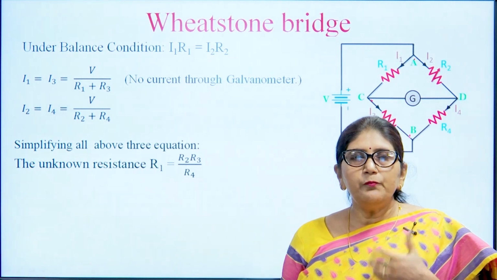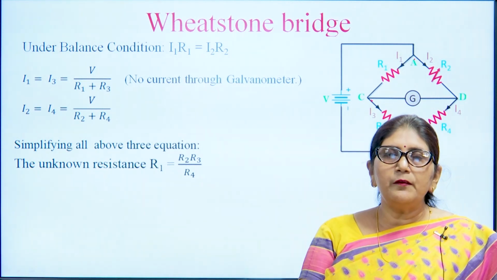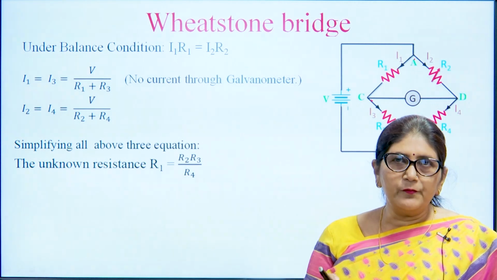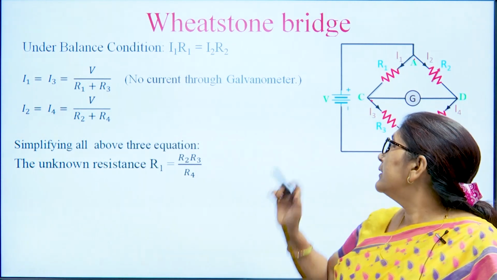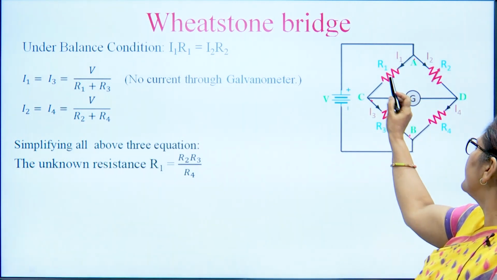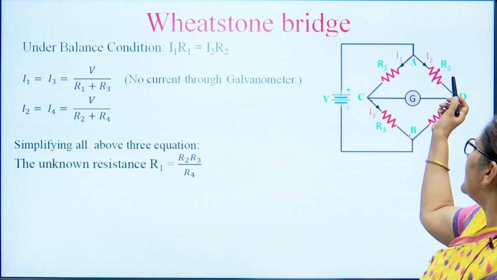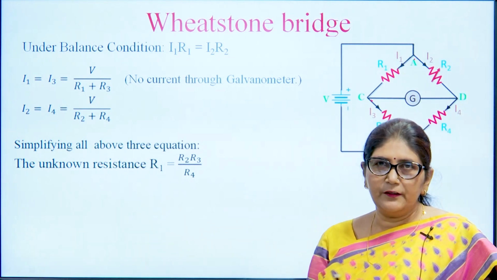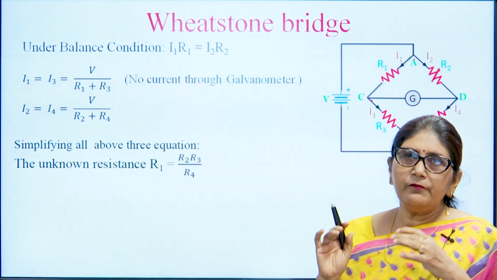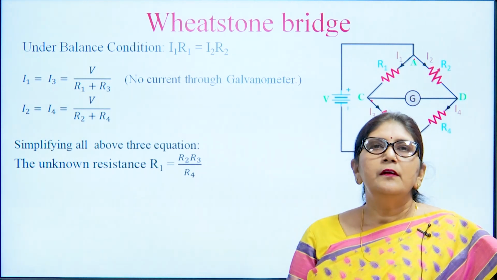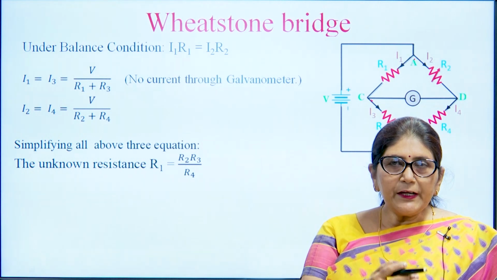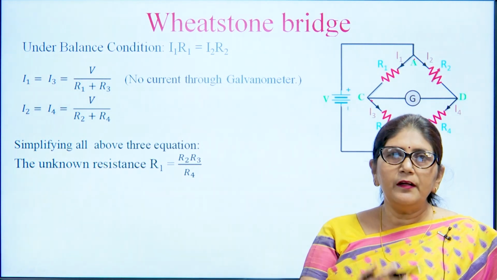So, when the bridge is in the balance condition, it means the products of the opposite arms are equal. That means R1 into R4 is equivalent to R3 into R2 in this condition. So, when we are using any bridge, the products of the impedances of the opposite arms are equal.